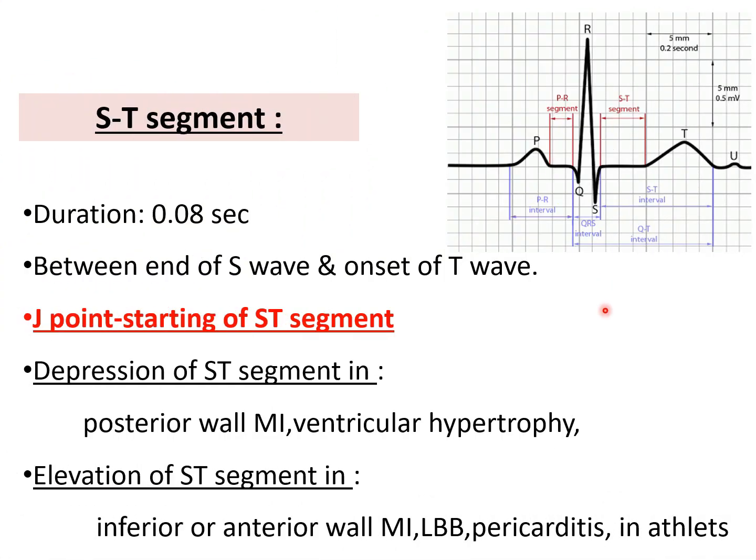Next step, we are learning about the ST segment. The ST segment is very important in ECG. Remember, the ST segment can tell you whether there is any acute MI or not. So if you check the ST segment in various leads, that will tell you the abnormalities, especially if there is any acute MI in any wall of the heart. And remember, the ST segment is the segment between the end of the S wave and the beginning of the T wave.